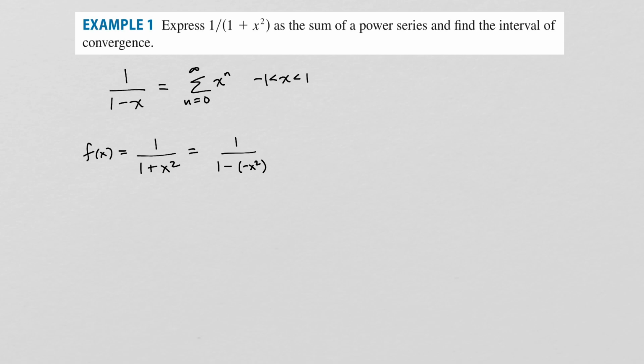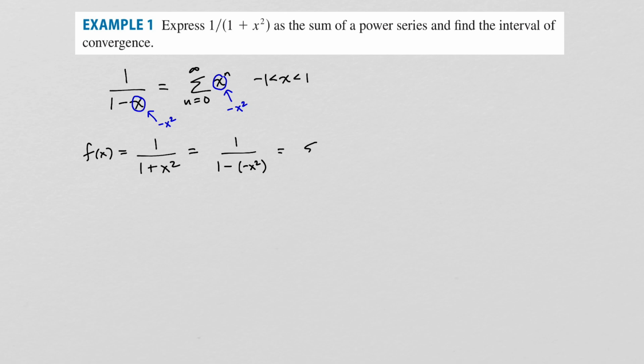In doing this, we can see that this function here will become this function if I simply replace x with negative x squared. But if I replace x here with negative x squared, that would be the same as replacing the x in here with a negative x squared. And that's one way we can get a power series representation for a function: we can get it by substitution into a known power series for another function. So let's go ahead and make that substitution.